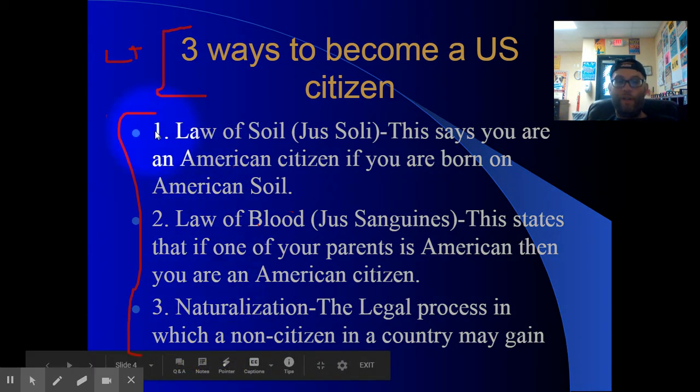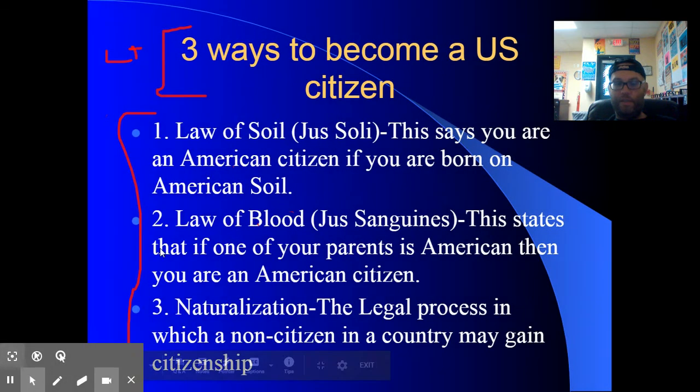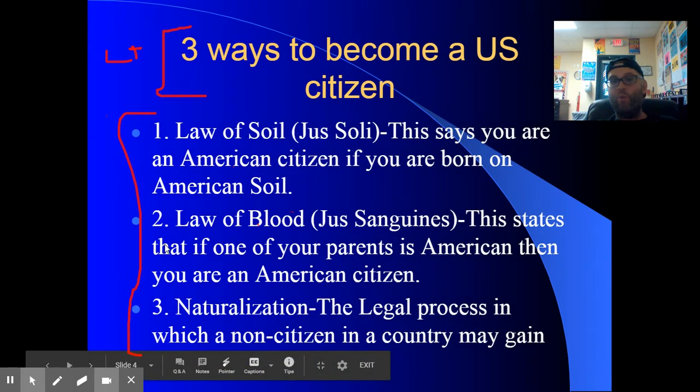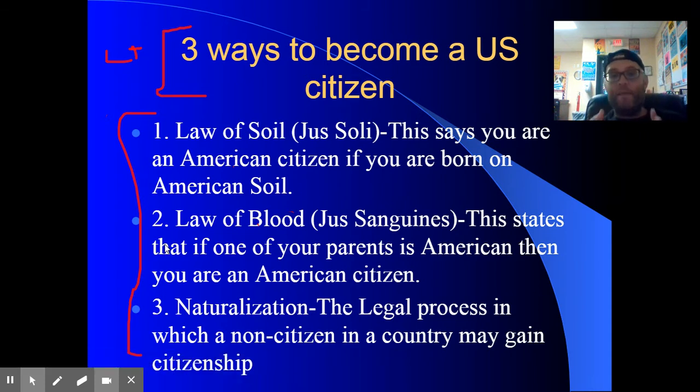So the first two ways here, way one and way two, they are one way that you can become a citizen, called being a native born or natural born citizen. What that means is that you are a citizen the moment you're born, either because your parents were citizens or because you were born in American territory or both. Most people in here are natural born citizens, meaning the second you were born, you were a citizen.